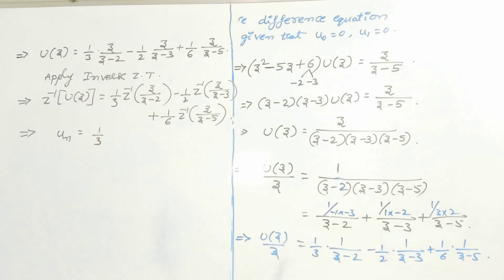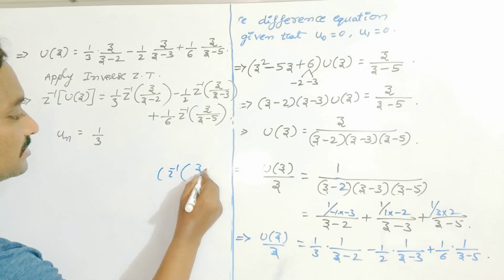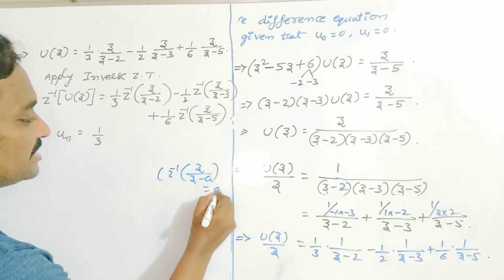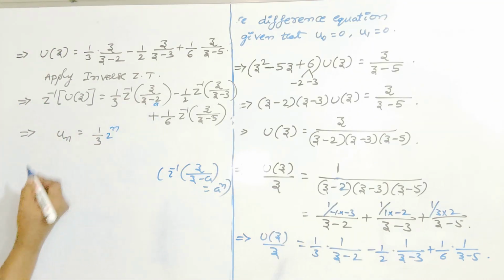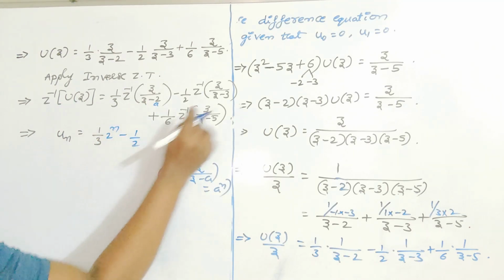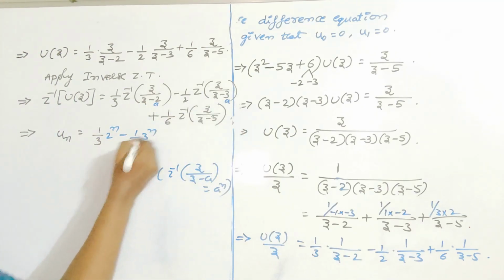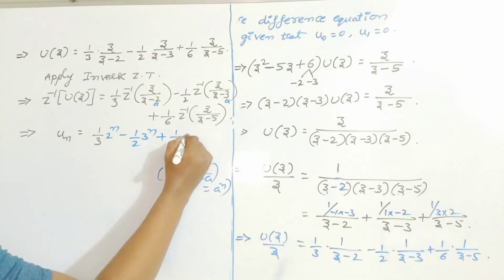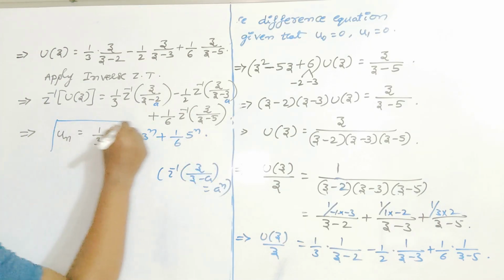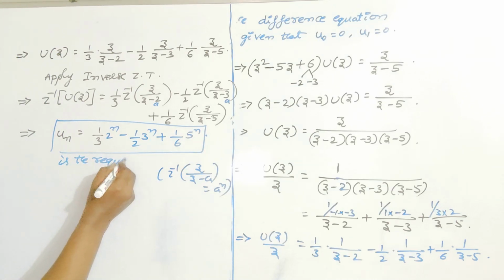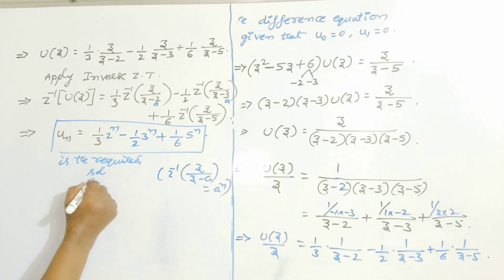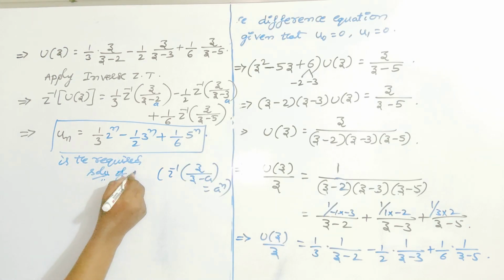We are observing that each and every part is in the form of Z inverse of Z by Z minus a. The result is a power n. According to this formula, here we have a is equal to 2, so you will get 1 by 3 into 2 power n, minus 1 by 2 into, here we have a is equal to 3, so you will get 3 power n, plus 1 by 6 into 5 power n. Please highlight with your box. What is this? This is the required solution.